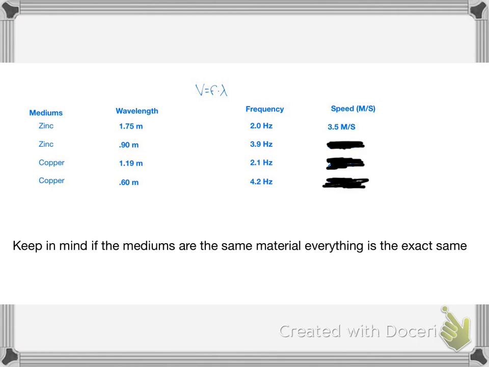You would do the same for the next problem. Multiply the frequency and the wavelength to get 3.5 meters per second again. The next two problems will both multiply to be 2.5 meters per second. Is this a coincidence that the same mediums have the same speed? I think not.